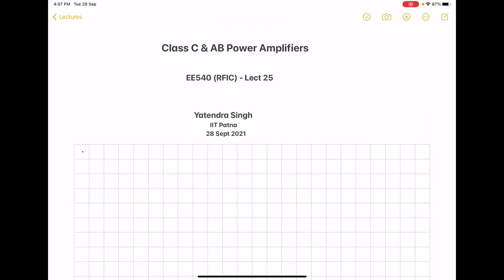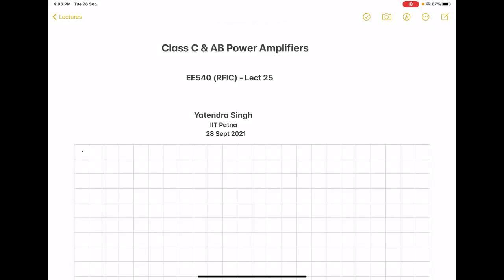Today's going to be the last lecture on linear power amplifier classes. And in this lecture, we will talk about first class C power amplifier. That means first we will try to find the drain efficiency of class C. And then we will talk about class AB.